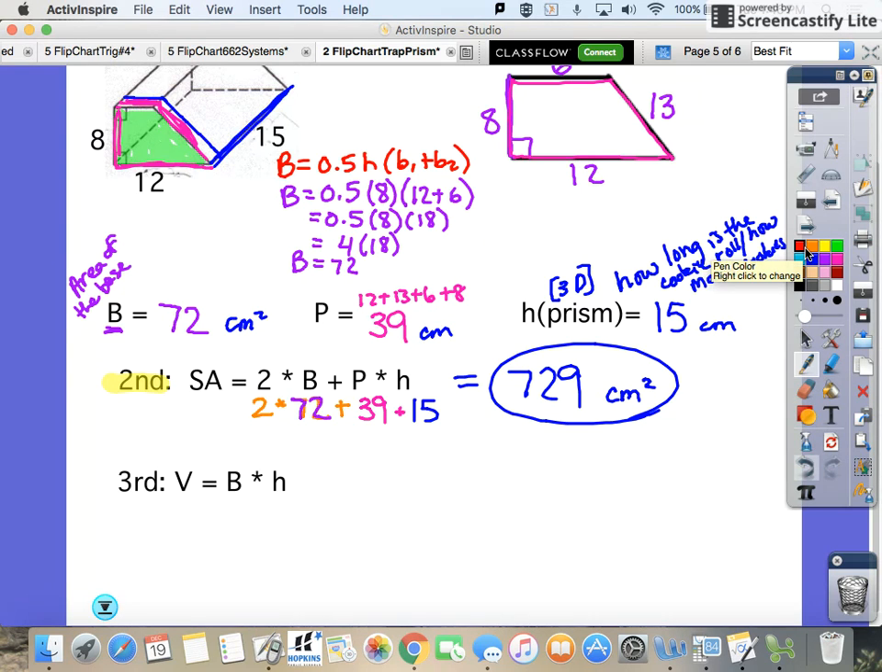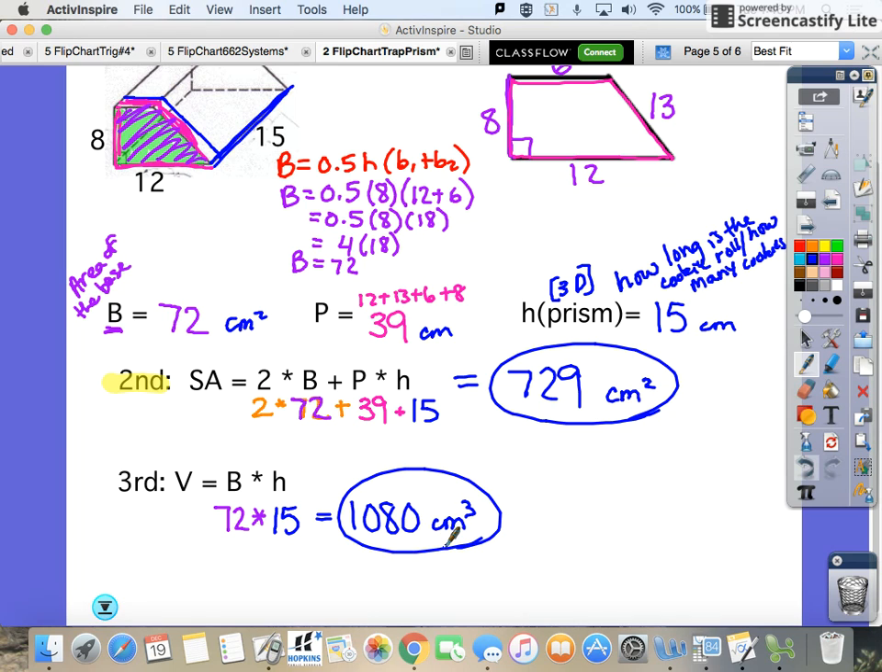And then the last one is volume. So capital B is 72. That's the area of one cookie. So this one cookie is 72 units times, there are 15 of them. So 72 units times 15 cookies is 1,080 centimeters cubed because it's volume. So cubed for volume, okay?